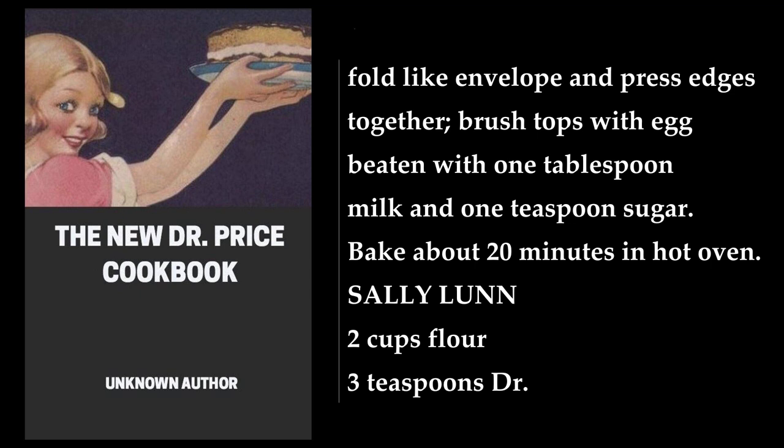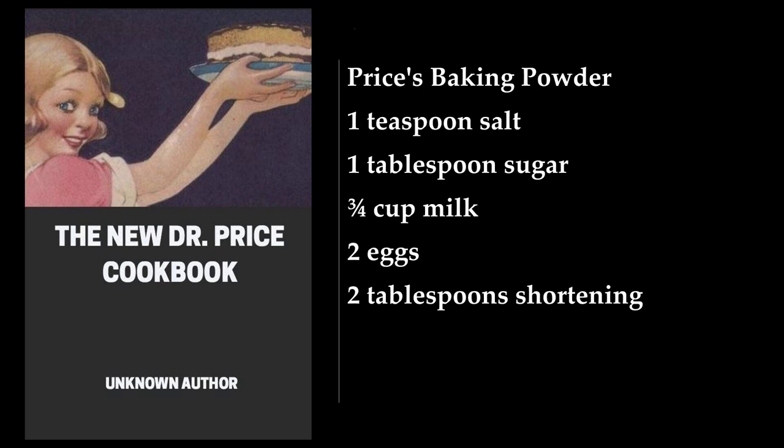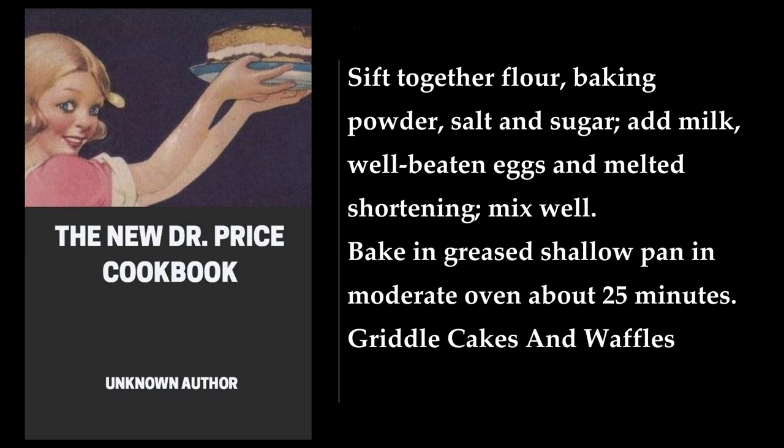Sally Lunn. 2 cups flour. 3 teaspoons dry baking powder. 1 teaspoon salt. 1 tablespoon sugar. 3/4 cup milk. 2 eggs. 2 tablespoons shortening. Sift together flour, baking powder, salt and sugar, add milk, well-beaten eggs and melted shortening. Mix well. Bake in greased shallow pan in moderate oven about 25 minutes.